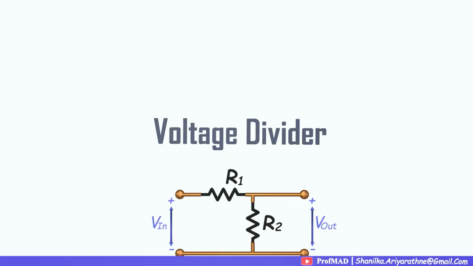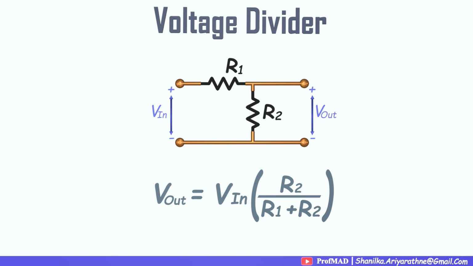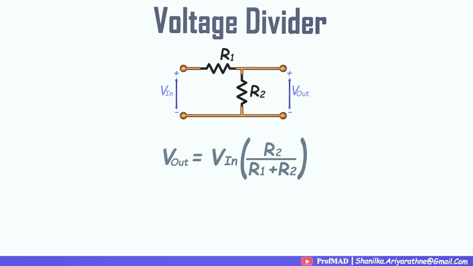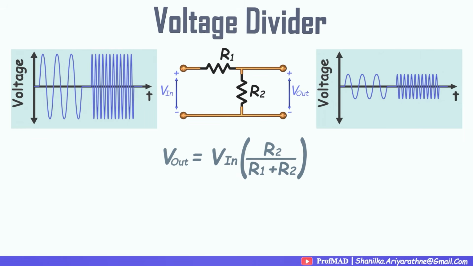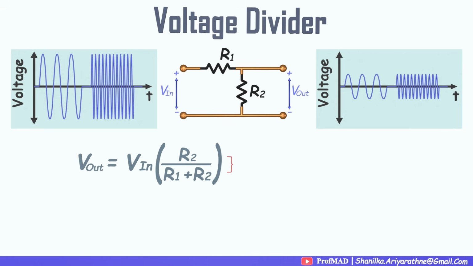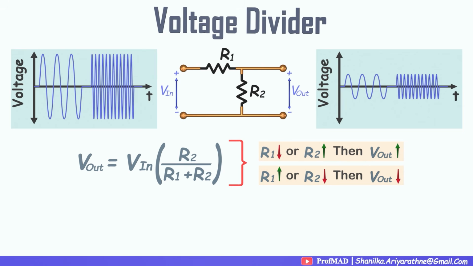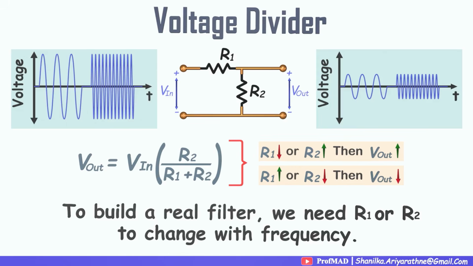Let's start with a simple voltage divider circuit. You may remember the voltage divider equation. This equation tells us that the output voltage is just a fraction of the input voltage. If R1 becomes smaller or R2 becomes larger, the output voltage increases. And if R2 becomes smaller or R1 becomes larger, the output voltage decreases. But there's a problem. In a normal voltage divider, both resistor values stay constant at every frequency. So the circuit treats low-frequency and high-frequency signals exactly the same way. That means this circuit cannot work as a filter by itself.